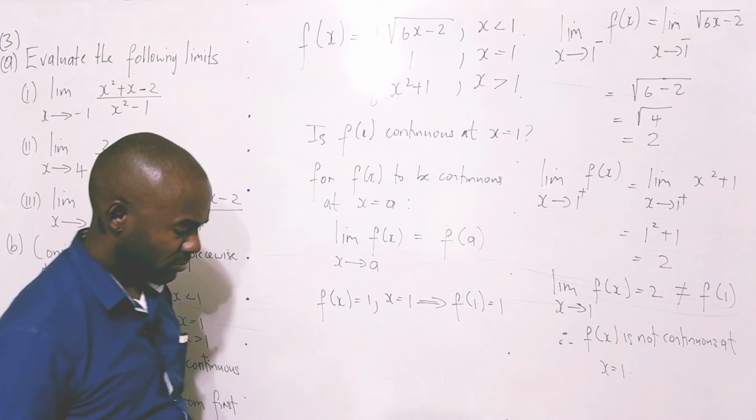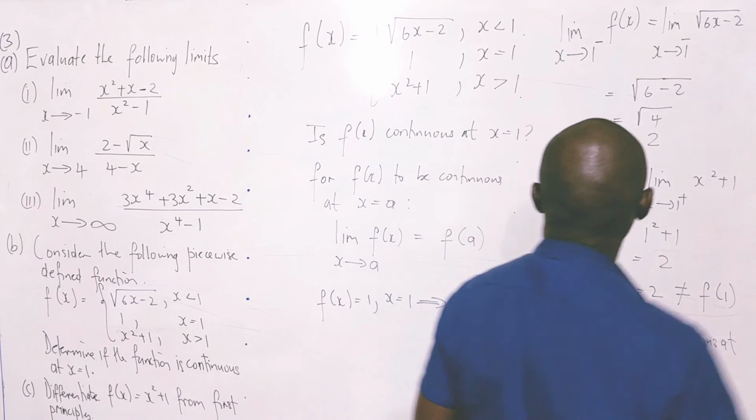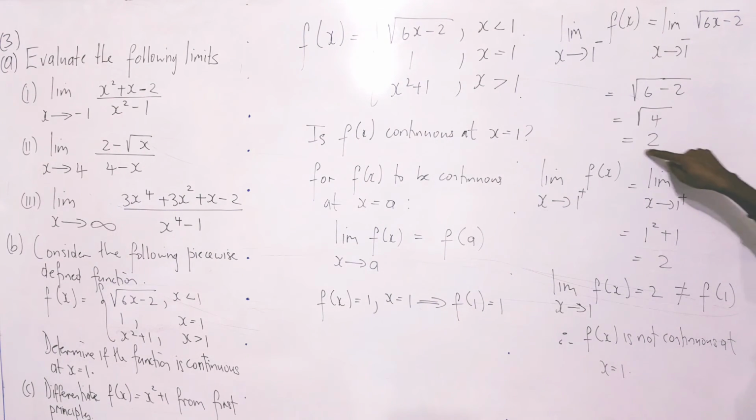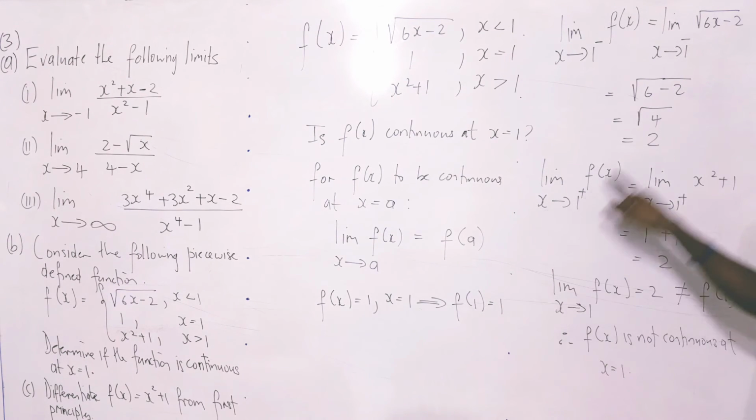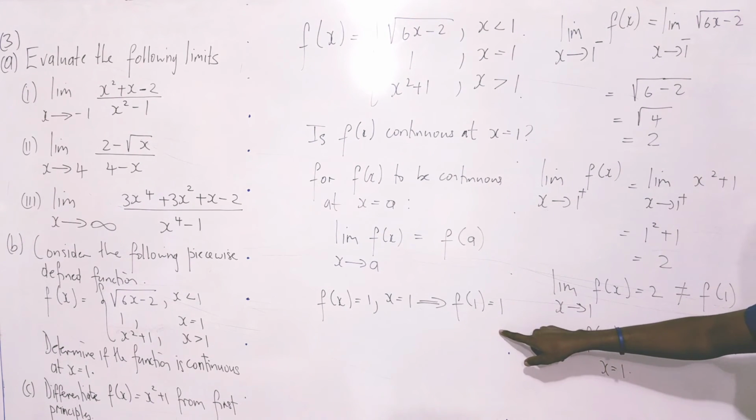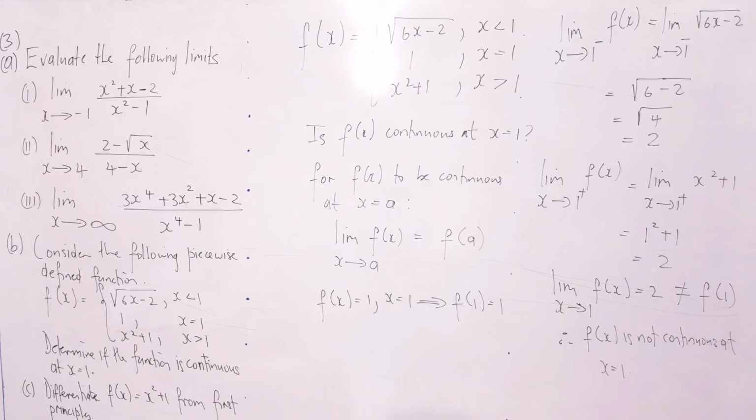As we said before, we didn't need to go any further than the left-hand limit, because clearly the left-hand limit is equal to 2. F of 1 is equal to 1, and these two are not the same, so therefore the function can never be continuous at x equals 1. However, we did evaluate the right-hand limit, which basically shows that the limit exists at x equals 1 but is not equal to f of 1, and therefore the function is not continuous at x equals 1.